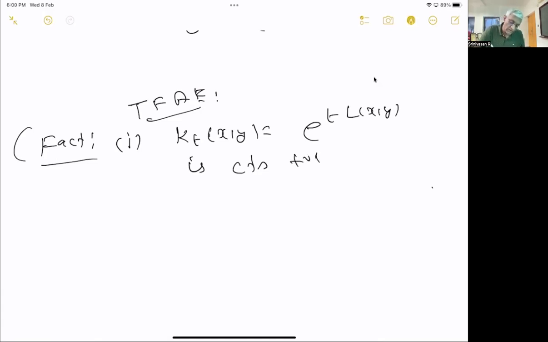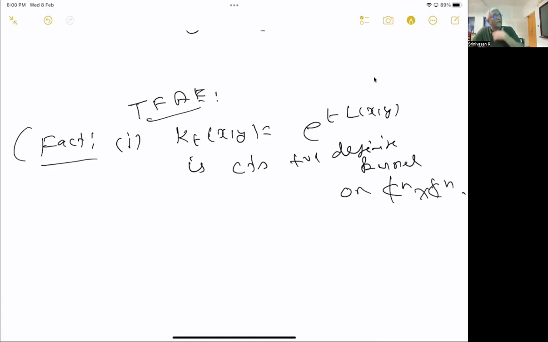Continuous positive definite kernel on C^n cross C^n. It's clearly a semigroup, I don't have to write it, for t greater than 0. Then that is equivalent to saying L(x,y) is conditionally positive definite.